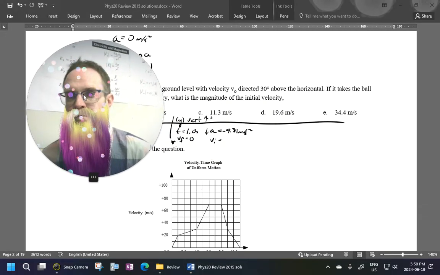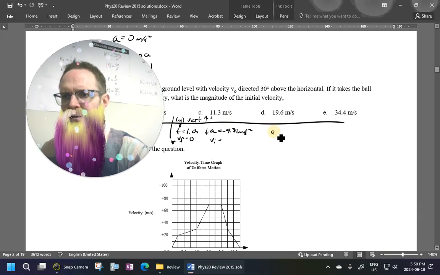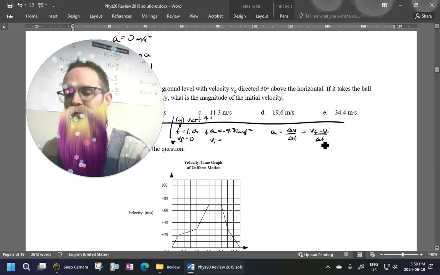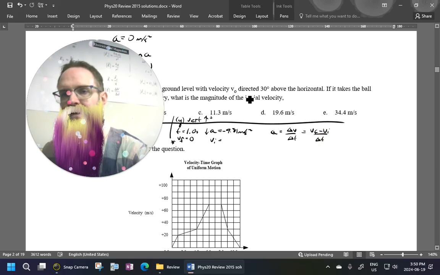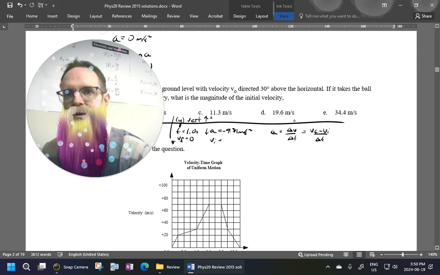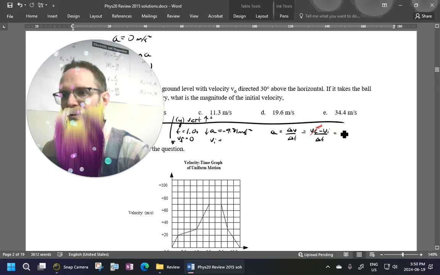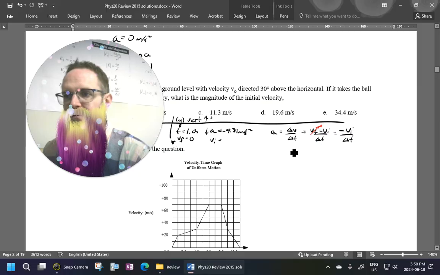Let's see. I think it's going to be A is equal to delta V over delta T, which is final minus initial. And my final is 0. Okay, so that part's 0. So if I want to cross something off here, because I always like doing that, cross off the zeros, makes my formula just a nice little bit easier here. Negative VI over delta T. And we're just looking for VI, so negative VI is equal to A delta T, and then I can move my negative over to the other side.